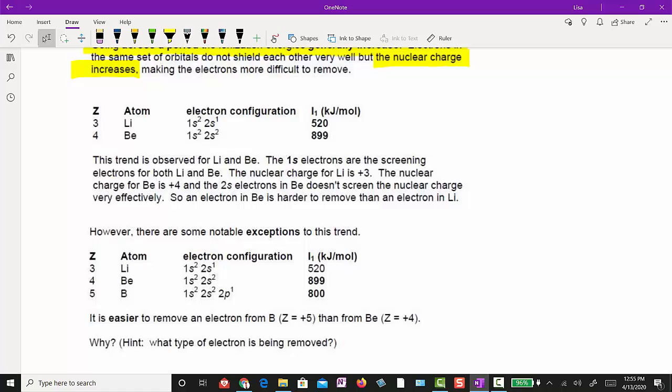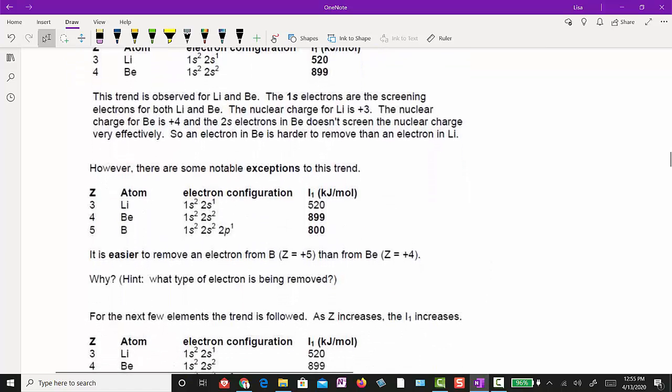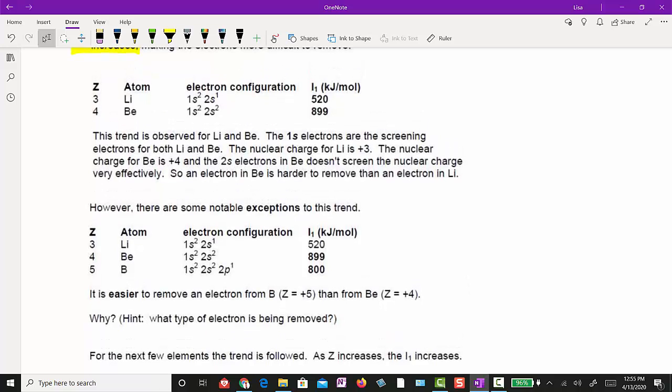It's got a couple of places where, instead of continually increasing as I go across a period, it drops down and then goes back up. There are two places this occurs, and we're going to take a look at those and look at the why.